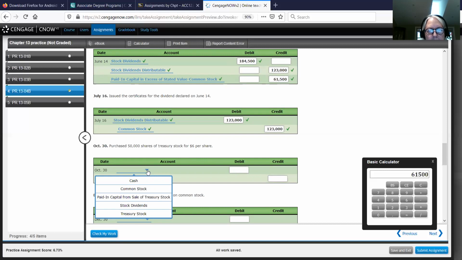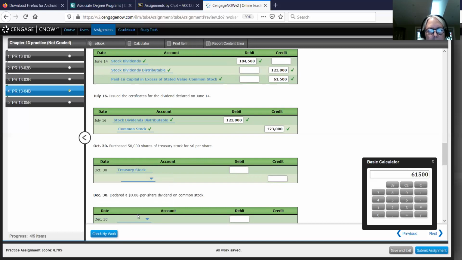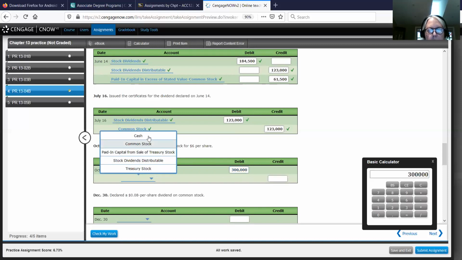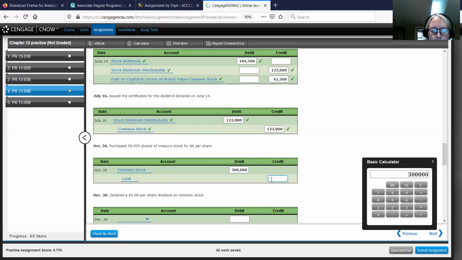So when we are buying Treasury stock, we're going to debit the Treasury stock account because it is a contra stockholders equity account. It's going to have a debit balance, and we're going to multiply the number of shares that we bought times $6. And that will tell us that we have paid $300,000 for that Treasury stock. Our cash account would be decreased by $300,000, and to decrease cash you would credit.